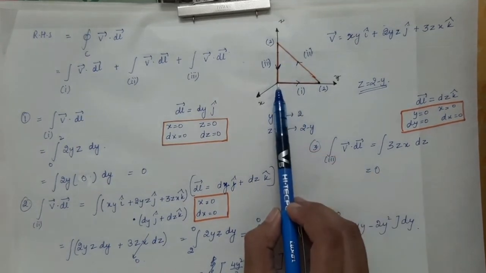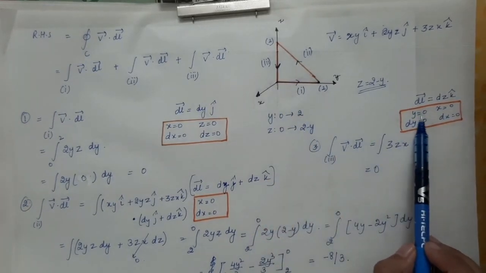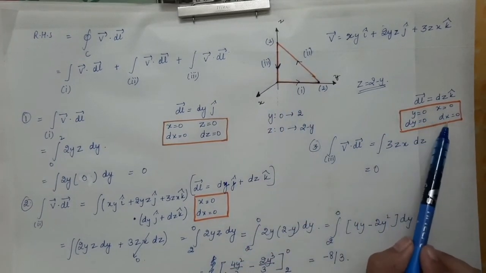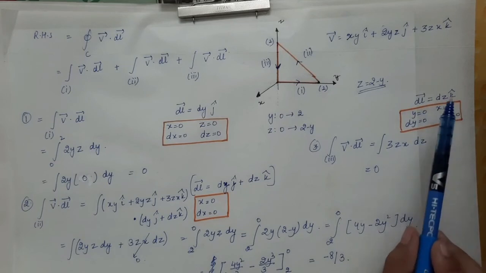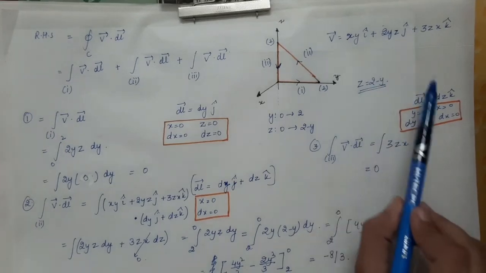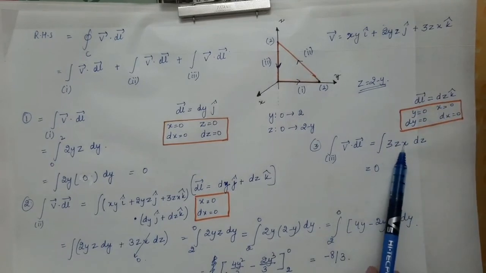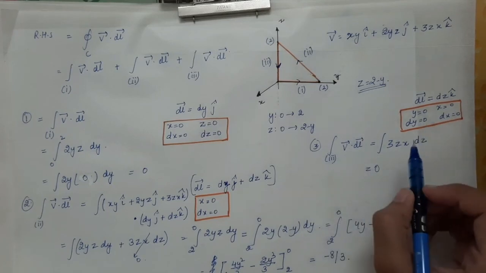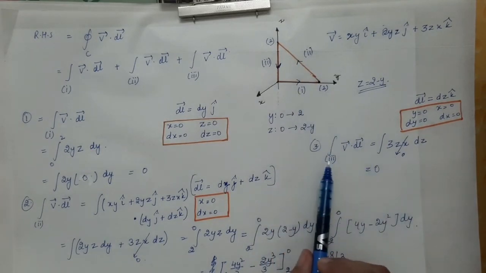We are moving from this point to this point. In that case, y is equal to 0 on this line, and x is also 0. So dy is 0 and dx is 0, and dl vector will be just dz into k cap. So when you do v vector dot dl vector, you just get the z component, that is 3zx into dz. And x is always 0 on this surface, so the line integral over the third path will be equal to 0.